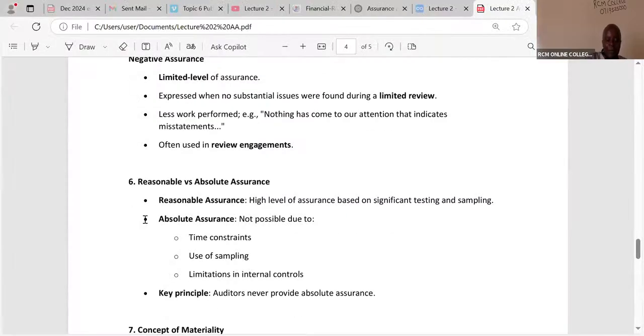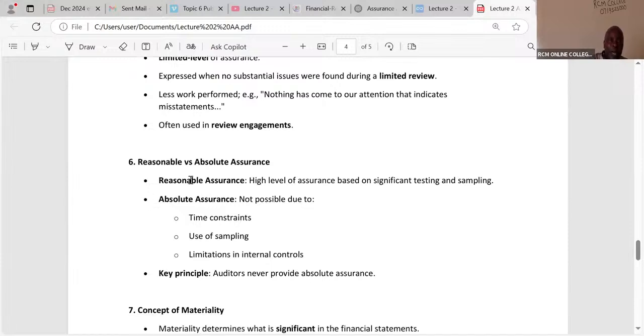Now from there, we have number 6 here, reasonable versus what we call absolute assurance. Reasonable assurance is a high level of assurance based on significant testing and sampling. Significant, not 100%, significant. Absolute assurance is not possible, because absolute assurance is giving you 100% comfort that these directors are not thieves. It's not possible due to time constraints, use of sampling, because I'm not doing a census, I'm doing sampling, and limitations in internal controls. Key principle: auditors never provide absolute assurance, never. We normally provide what we call reasonable assurance.